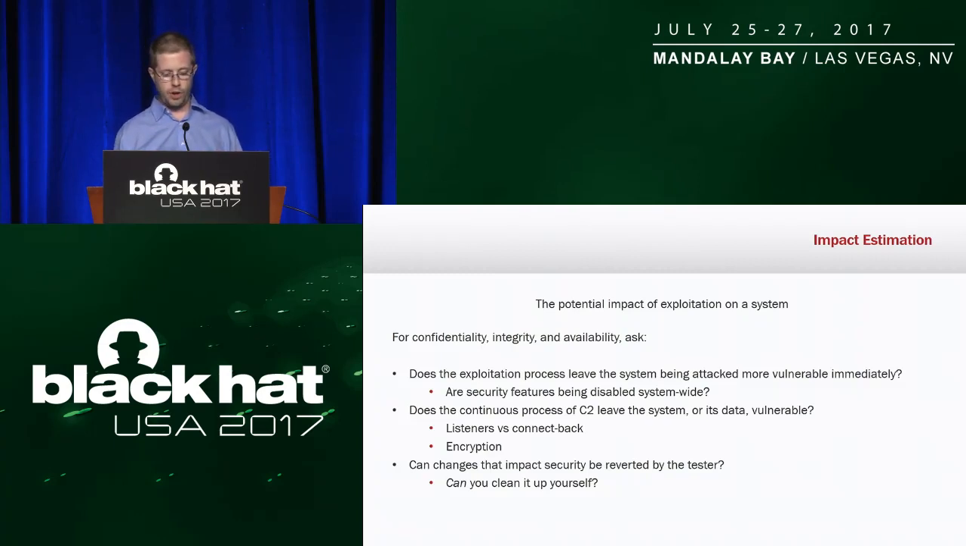And so is there a layer of encryption there? How hard is it to get into between that system? And then finally, can changes impacting security be reverted by the tester? So can you clean up the system that you break into? Sometimes it's hard to. Sometimes you can't.